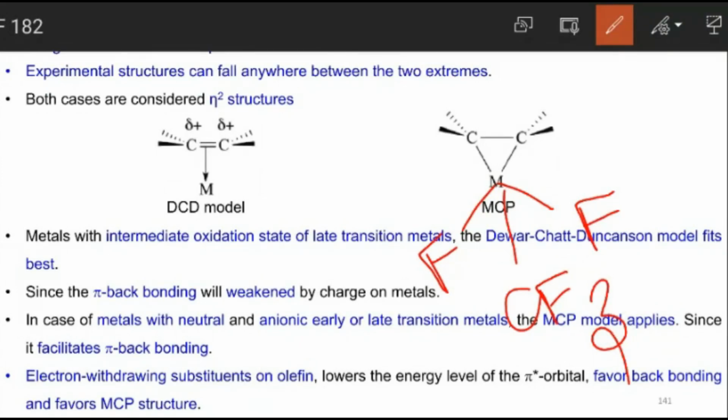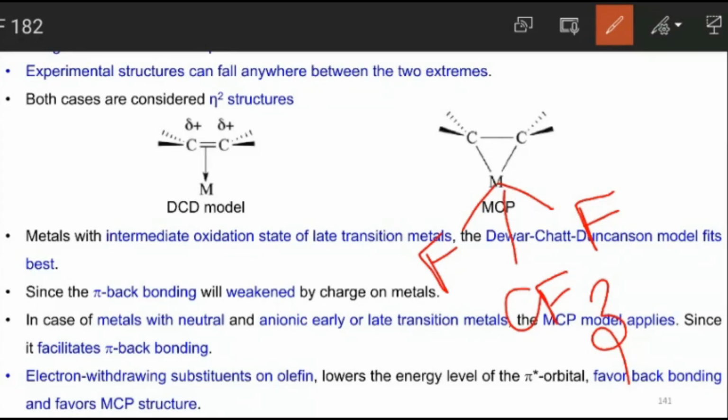If there is fluorine or CF3 in this arrangement, on which side will the pi back bonding be? Towards the fluorine or towards the olefin? Sir, any guess? DCD model, sir. Towards olefin, towards fluorine, sir. Why towards fluorine? How are you saying that? What's the reason? Sir, I don't know where the back donation is, but the back donation to the olefin is a little less, sir. That's what I think.